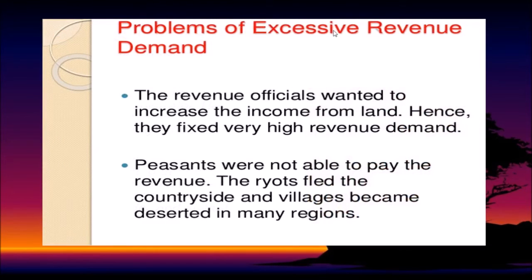Now let us see problems of excessive revenue demand. What are the problems of excessive revenue demand? The revenue officials wanted to increase the income from land. Hence, they fixed very high revenue demand. Peasants were not able to pay the revenue. The riots fled the countryside and villages became deserted in many regions.